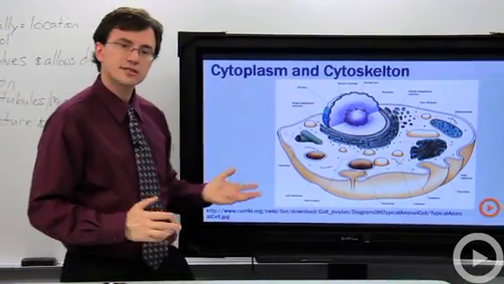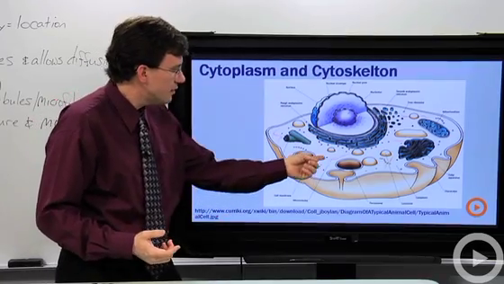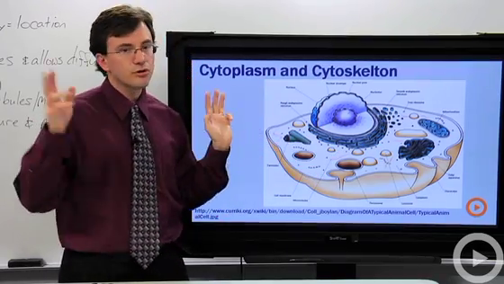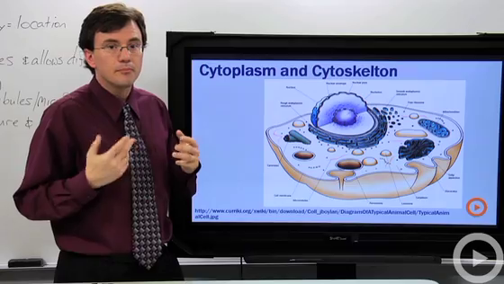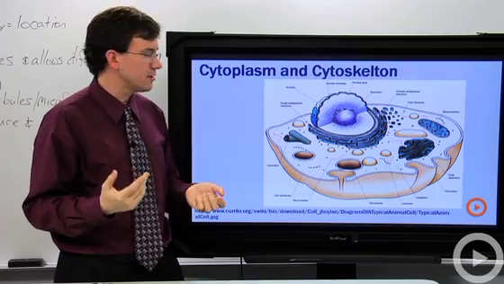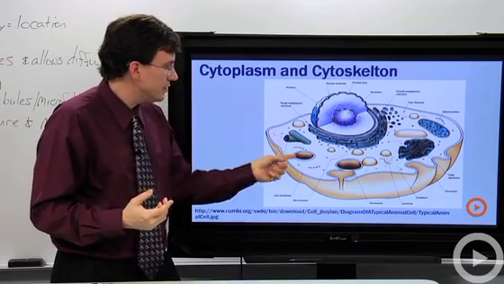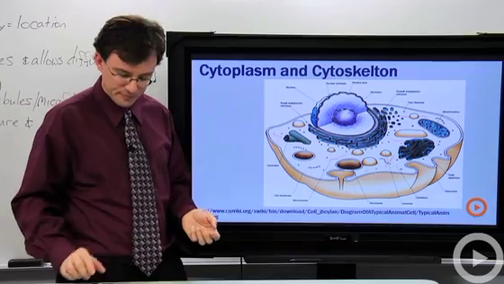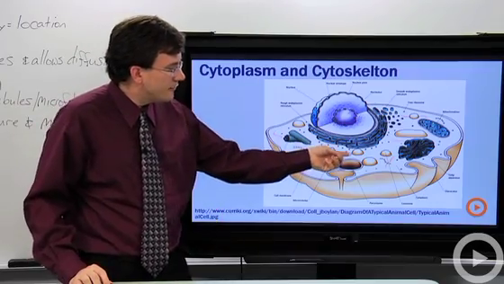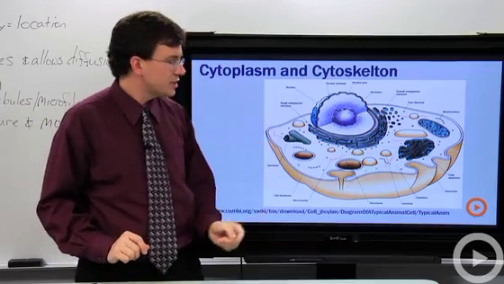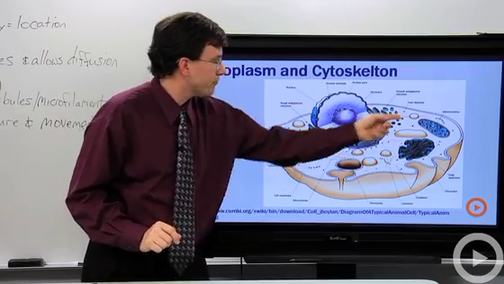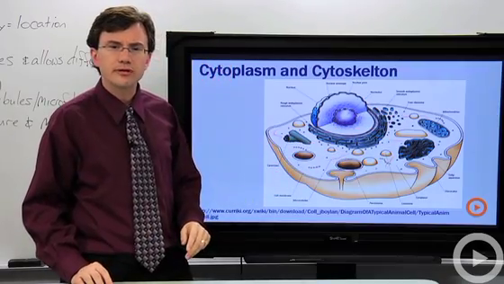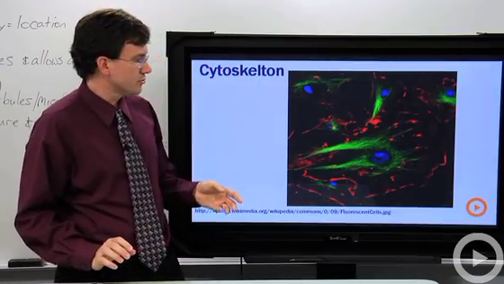Now, here we see the standard cell diagram, and you can see these little lines here. Those are what they labeled the microtubules and microfilaments of the cytoskeleton. And this white area here, that's the cytoplasm. Now, I've always laughed when I've seen these drawings where they show, let's see, 1, 2, 3, 4, 5 microtubules or microfilaments. Let's take a look at what it would really look like.